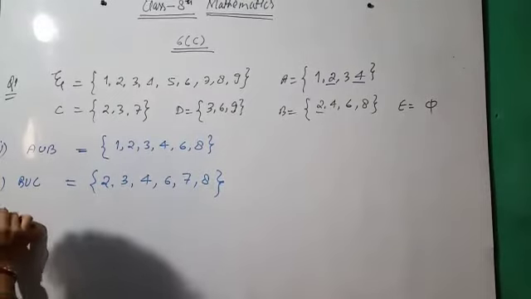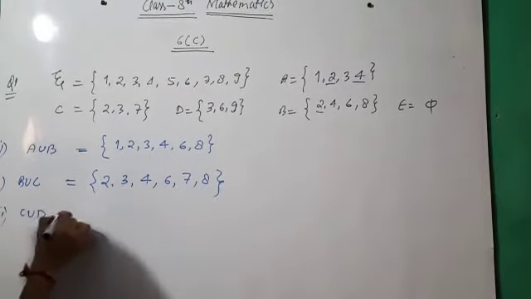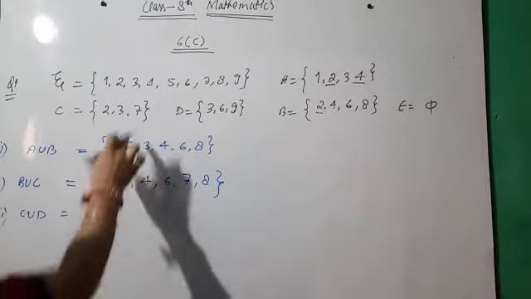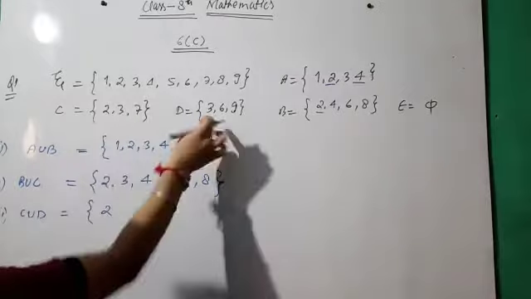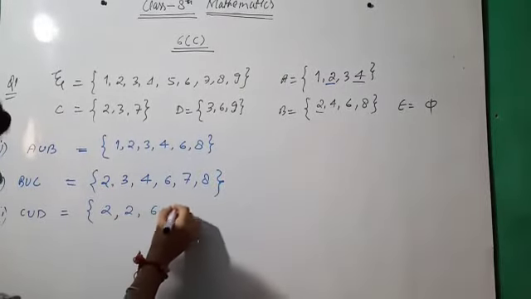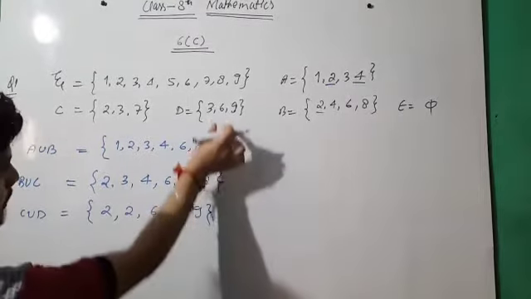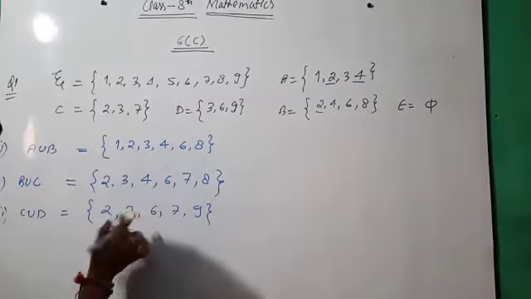Third question is C union D. C union D means C and D. 2 is repeated, 3 is repeated, so we have 2 3 6 7 and 9. Total elements: 3 plus 3 is 6, and 3 is repeated, so the total number of elements is 5.